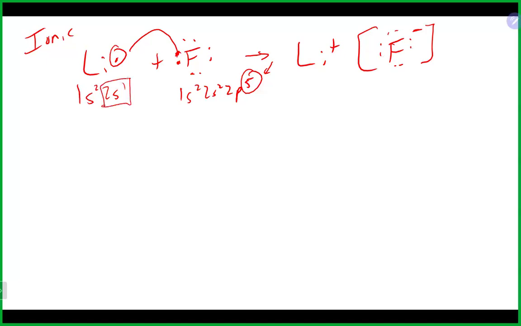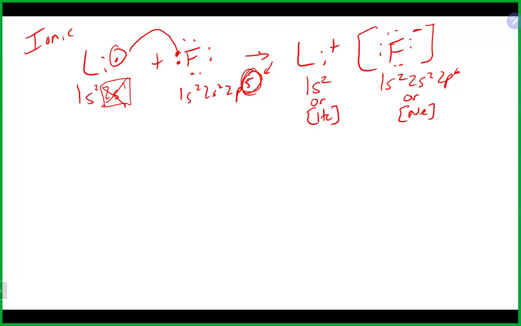The lithium will lose its valence electron, ends up at 1s2, which is the same electron configuration as helium. Fluorine will gain the electron right there in that p subshell and end up as 1s2, 2s2, 2p6, which is the same electron configuration as neon. So that again is essentially how ionic compounds achieve that noble gas configuration.